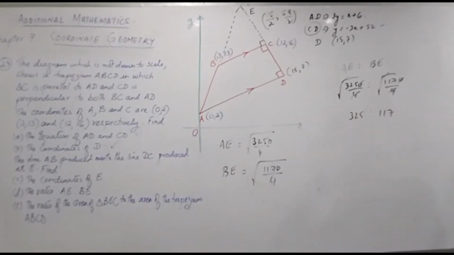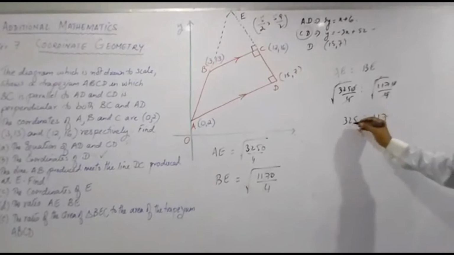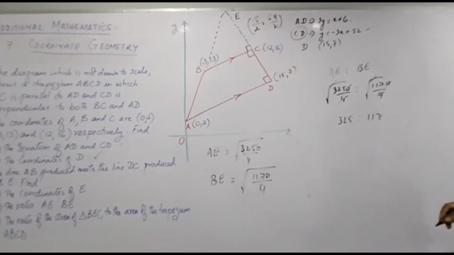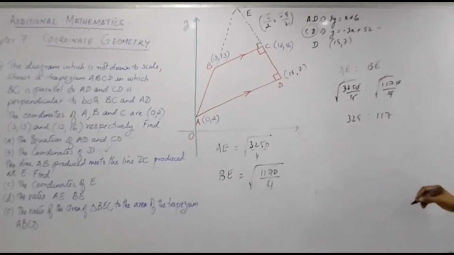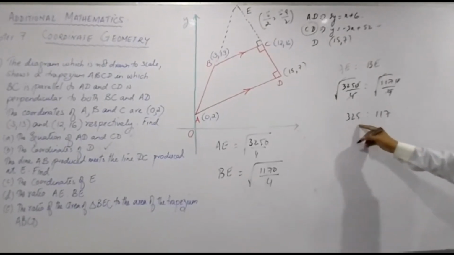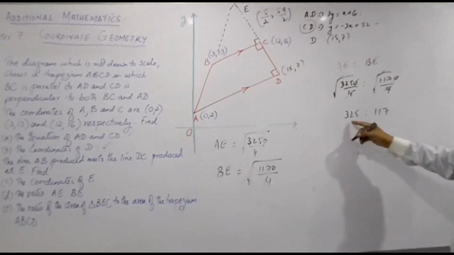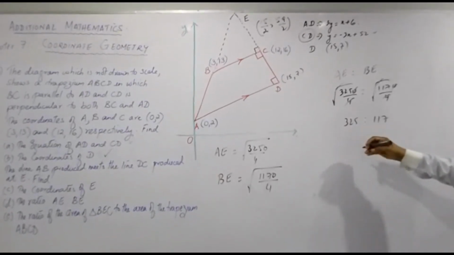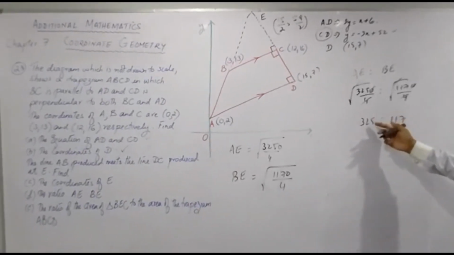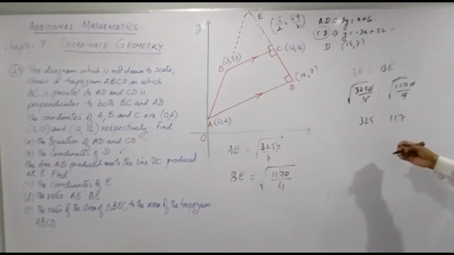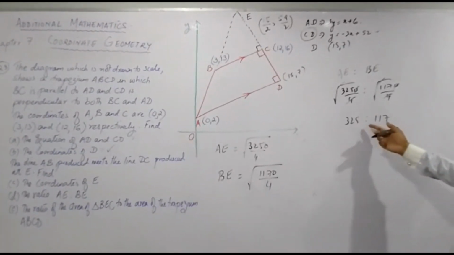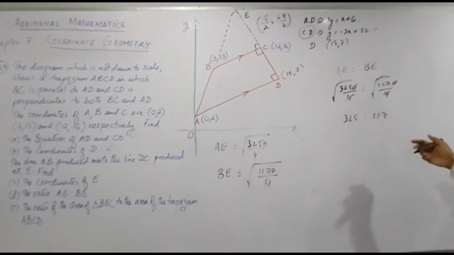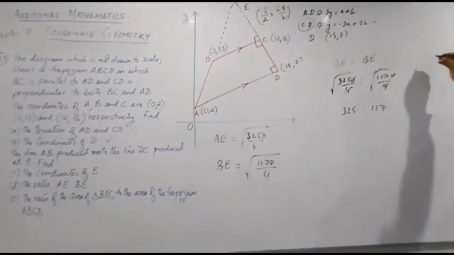I guess 3 will go into it? No. Now what number will go into both the numbers, 325 and 117? What are the numbers that can go into both?